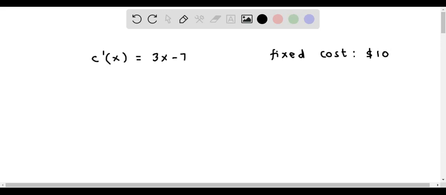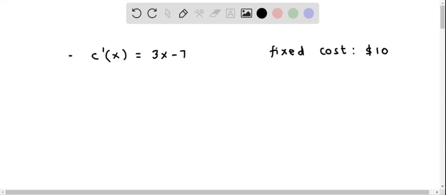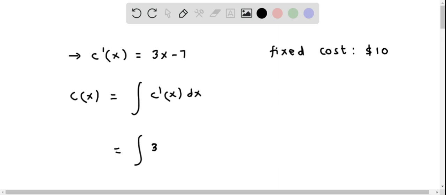We now determine the cost function given that the marginal cost function c prime of x equals 3x minus 7. So we write the cost function c of x, and this basically equals the antiderivative of the marginal cost function, that is c prime of x dx. So let's replace the c prime of x in this integral. So we write integral of 3x minus 7 dx.